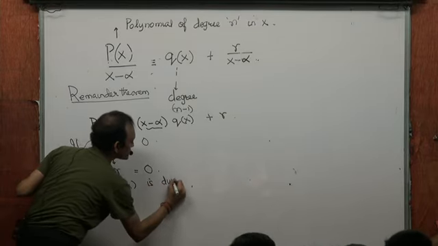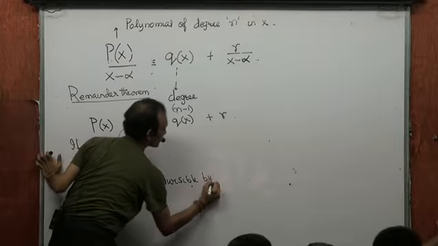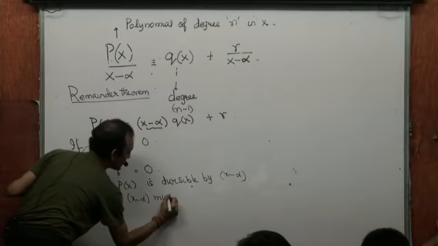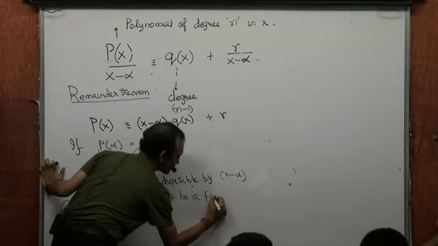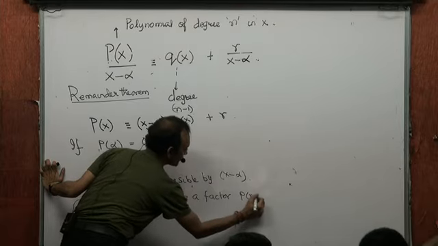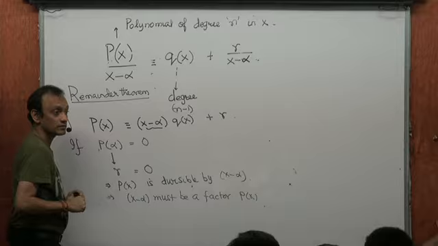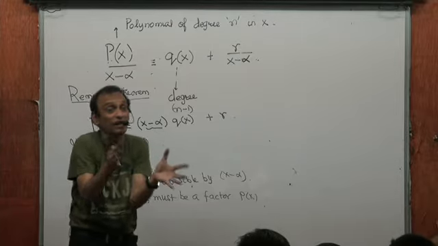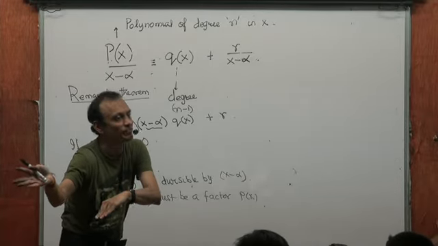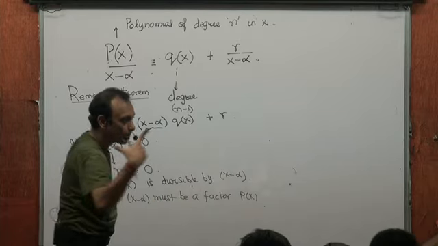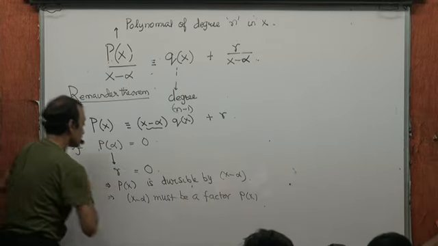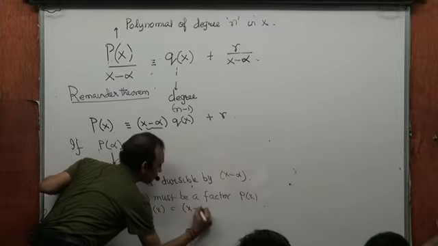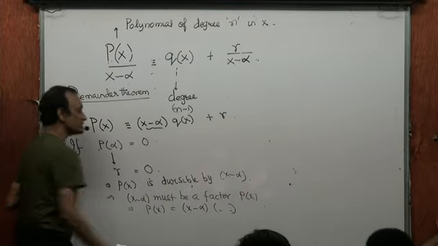P(x) is divisible by x minus alpha. It means that x minus alpha must be a factor of P(x). That means P(x) can be written as x minus alpha into something. Yes or no? Right? Isn't it? That means if x minus alpha is a factor of P(x), that means P(x) can be written as x minus alpha into something. This is what it means.